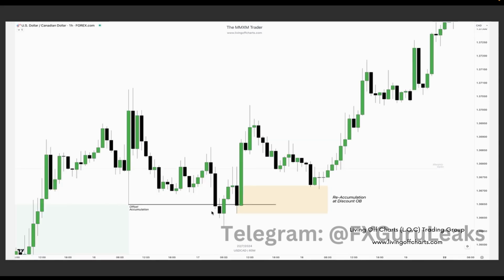Putting some lipstick on the chart here to clear it up. Offset accumulation here, impulse price swing, discount low, premium high. Price trades back into discount, reaccumulating at a discount PD array. In this case, it's a bullish order block.